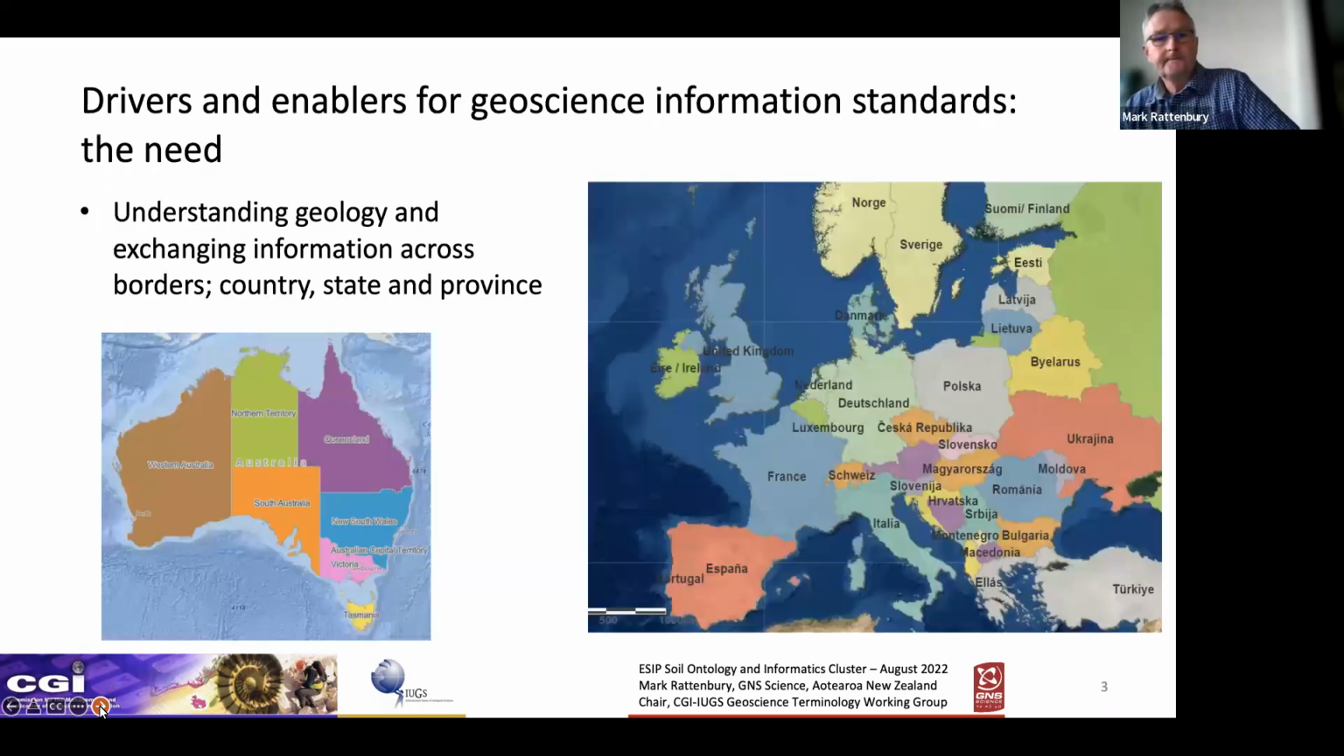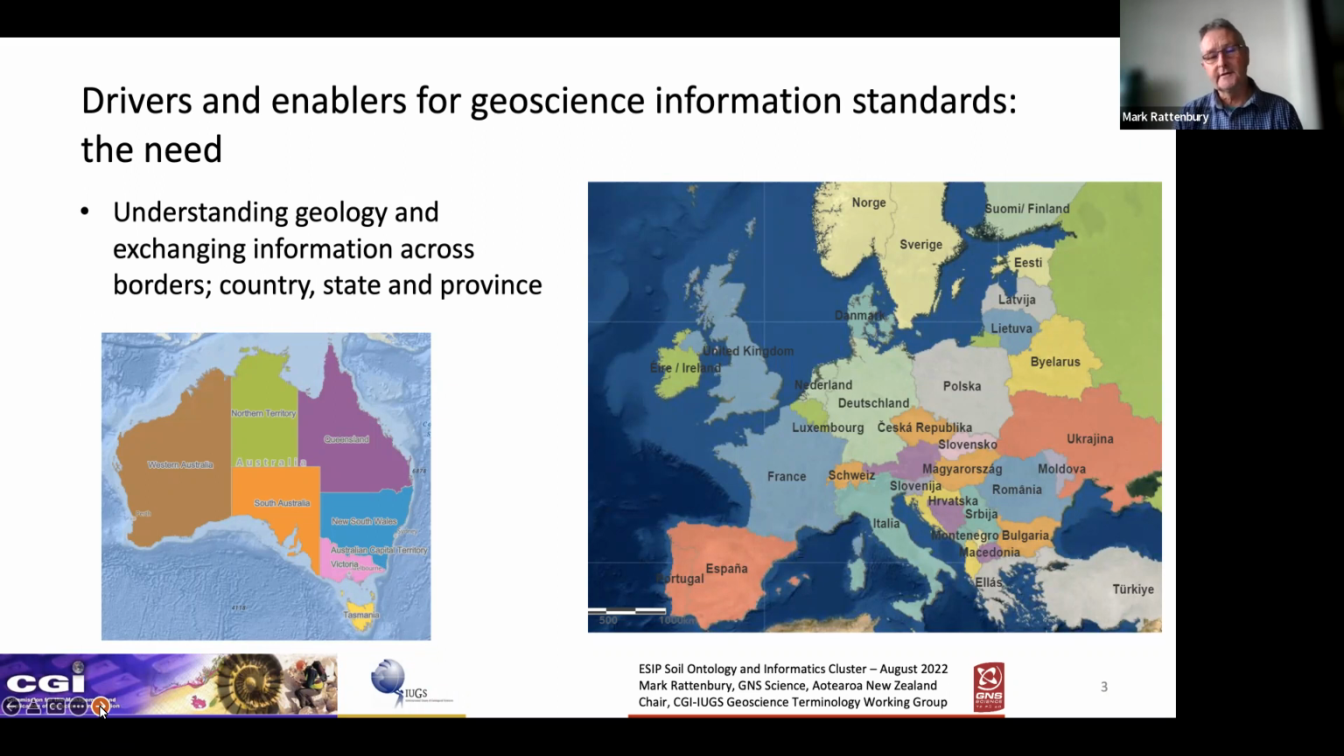So next slide. So the drivers and enablers. Basically it comes from three things. It's the need, it's the exemplar, and it's the technology. So the need is where we're trying to exchange information. So I'll speak in terms of geology or geoscience, but this could equally apply to soil or many other science domains. But the need is often driven within countries that have states or provinces that need to federate their information.